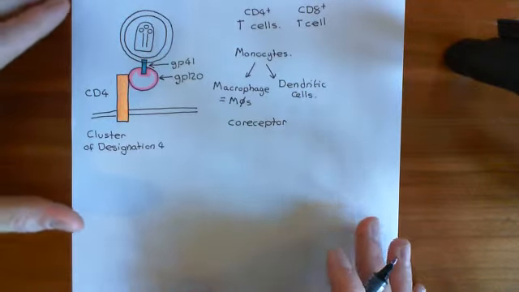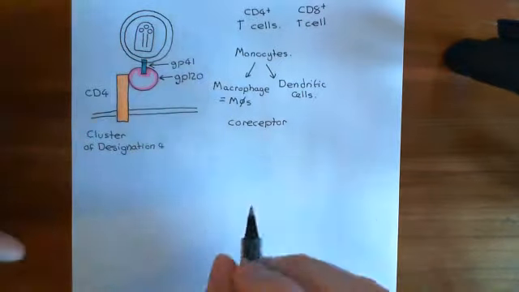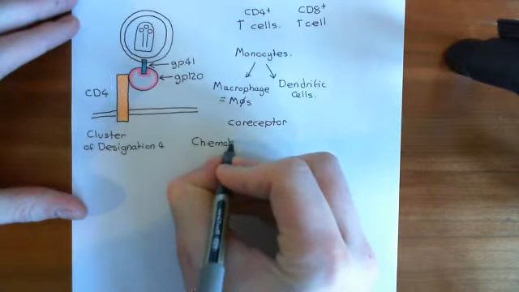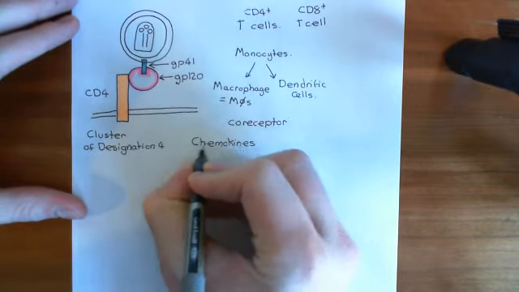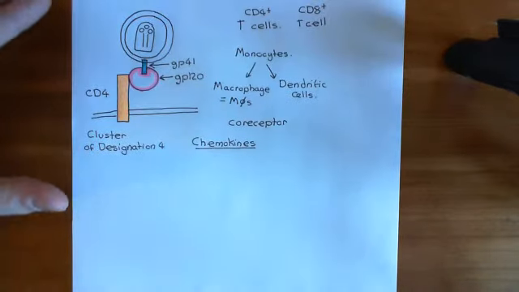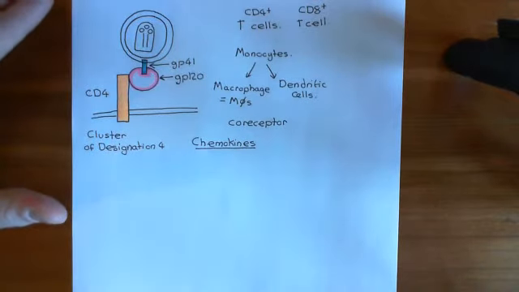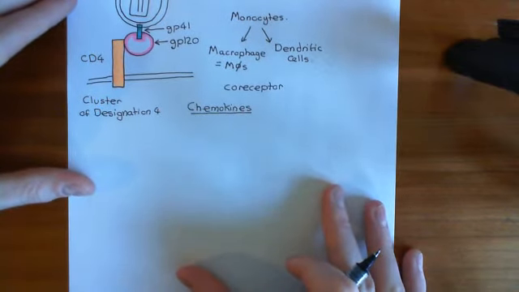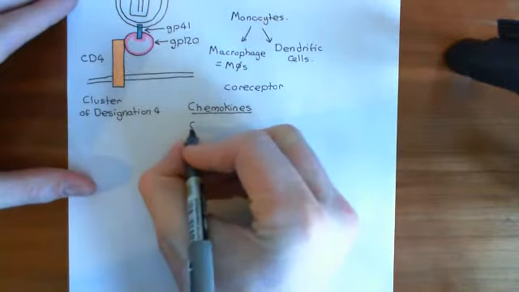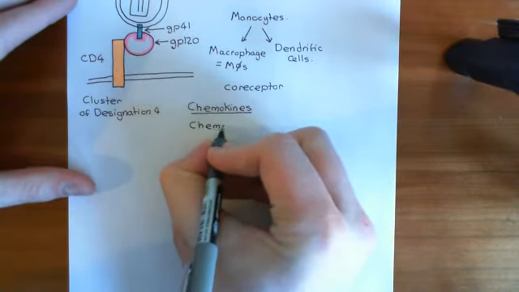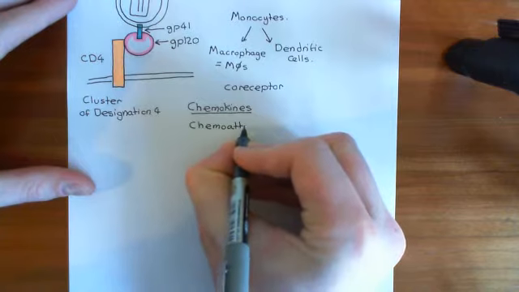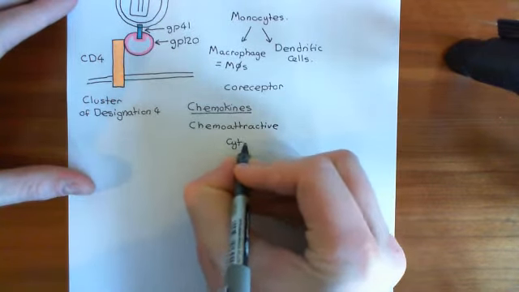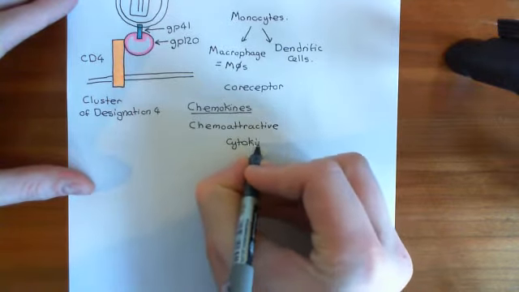Okay, so let's now talk about chemokines then. So chemokines is the next topic, so that we can understand what a chemokine receptor is. And this is just going to be a little brief topic. So basically, chemokines are proteins that are important in the immune response. Basically, chemokine stands for chemoattractant cytokine. So the chemo is for chemoattractive, and then the kine is for cytokines.